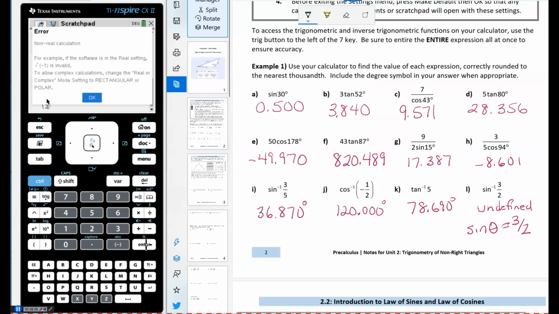Let's remember something about the sine. Sine is opposite over hypotenuse. And the opposite side should not be larger than the hypotenuse. Now, when we studied quadrantal angles in Unit 1, we saw that the opposite side could actually equal the same length as the hypotenuse for those quadrantal angles. However, the opposite side should never be larger than the hypotenuse of a right triangle. And so therefore, there's no angle that exists that gives you a sine ratio equal to 3/2. That's it for this lesson.